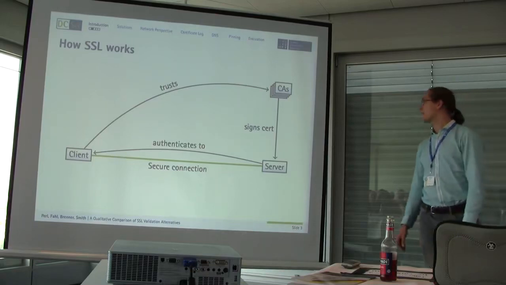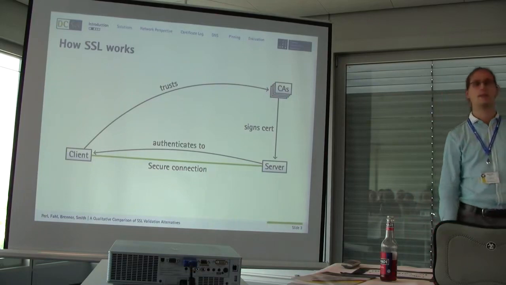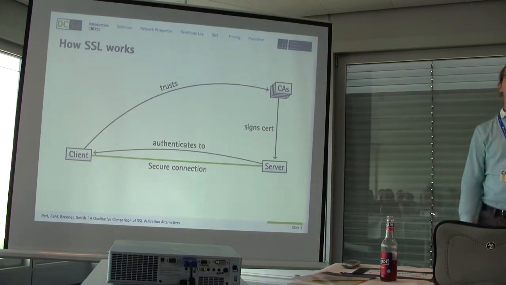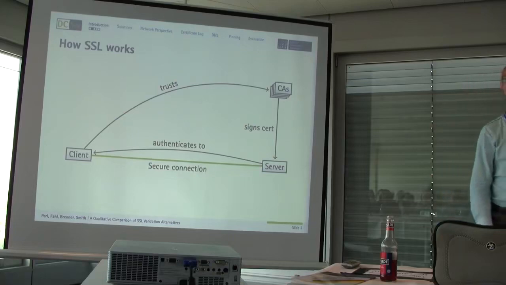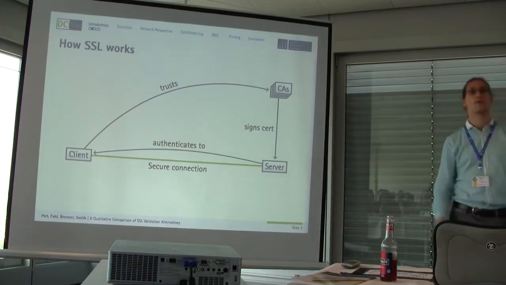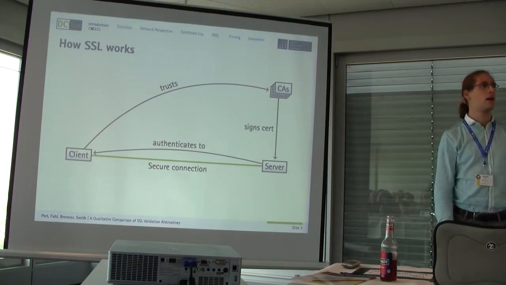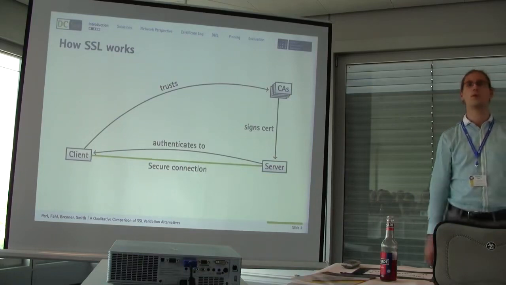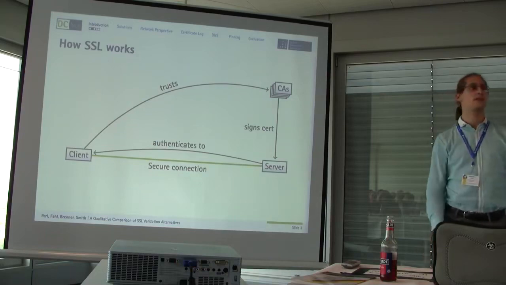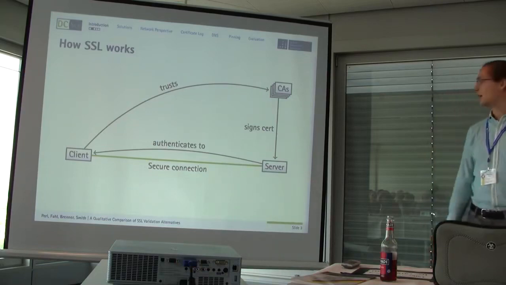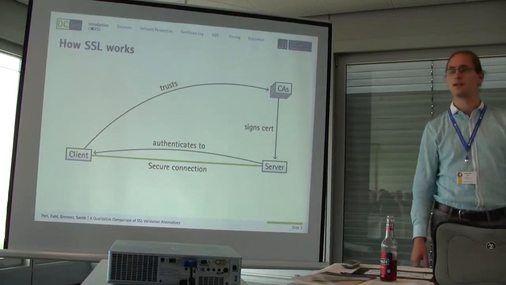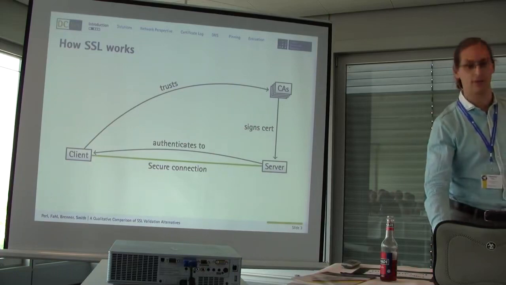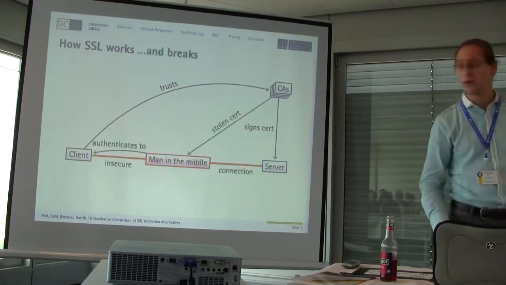And how that works is that the client trusts a number of CAs, and one of those CAs signs the certificate of the server, and then the server presents that signature along with the certificate to the client, and then the client can be sure, because the certificate agency is doing its job and looking that the server is really who he proves he is, then the client can be sure that once the certificate has a valid signature, that server is authenticated. So how does it break?